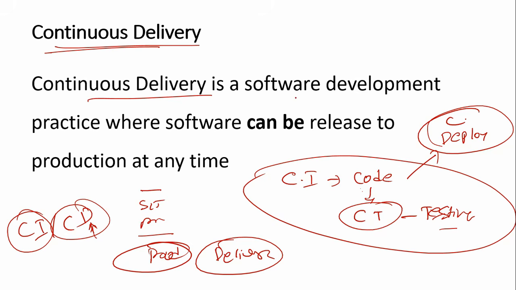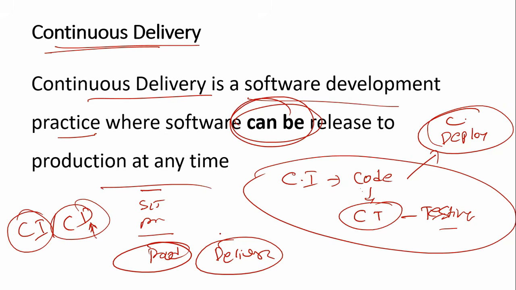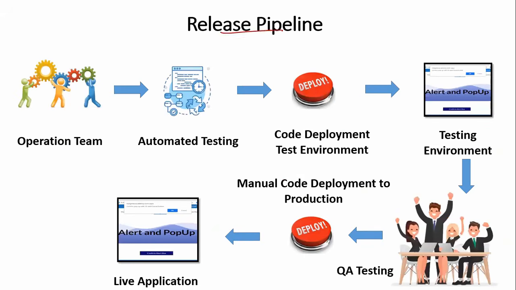So continuous delivery means a software development practice where software can be, what? It is ready to be released to production at any time. So till pre-production, all the processes are automated, and this is what the release pipeline is. The operational team, the second they deploy the code, automated testing will happen, it may be SIT or whichever the environment.